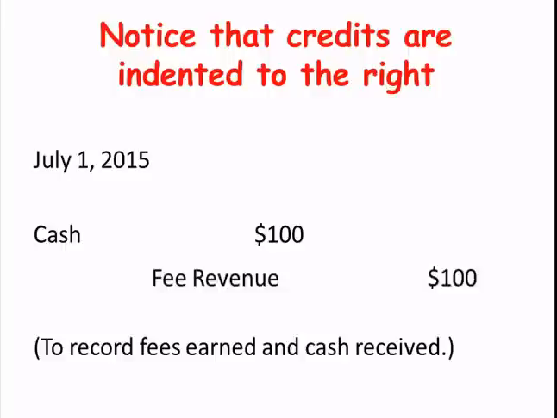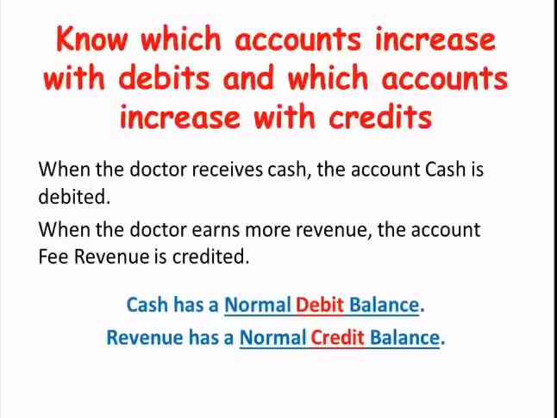Notice that the credits are indented to the right. This is proper form for any journal entry. Also know which accounts increase with debits and which accounts increase with credits. When the doctor receives cash, the account cash is debited. When the doctor earns more revenue, the account fee revenue is credited.